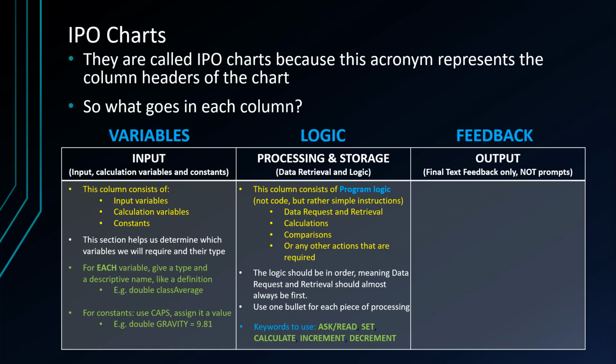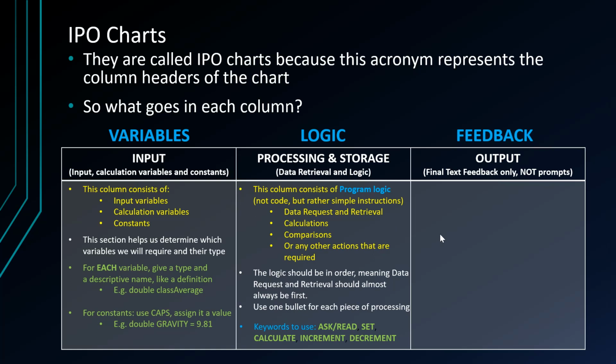And then finally, we get into the final column. This is the most straightforward column. This is all about the feedback, the output. I don't want you writing prompts in here or anything like that. This is just for that final text feedback. And what we want is the text and the information that's going to be displayed. Again, it comes back to the programmer to decide the format to do that in. You don't need to specify that here. You don't need to specify any colors or anything like that. That's all up to the programmer. We're just talking about design here.